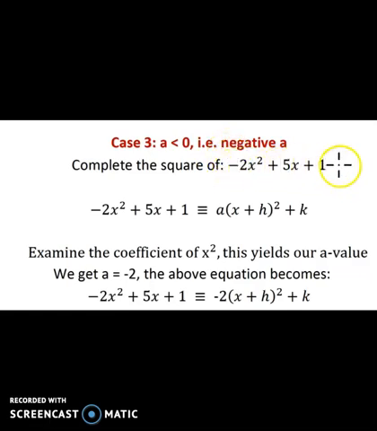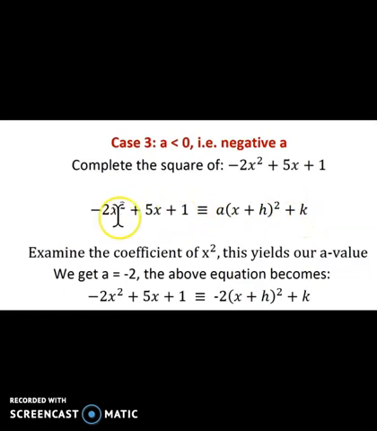Such is the case of this. Complete the square of minus 2x squared plus 5x plus 1, or in a very thorough mathematics term, negative 2x squared plus 5x plus 1. All right, so we're going to start by equating this to the form a(x + h)² + k.